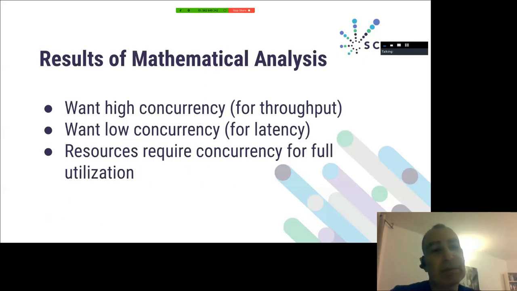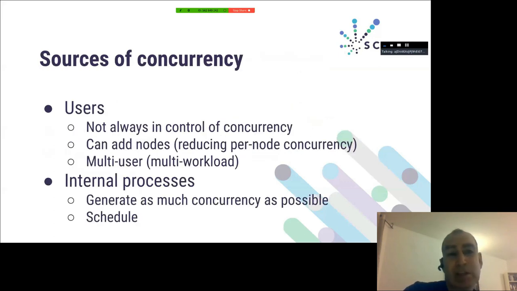So let's summarize. We want high concurrency. We also want low concurrency. And we also want to be able to supply, in order to fully utilize the system, some minimum amount of concurrency. So how do we solve this conflict? And the answer is scheduling, but that's actually not the right slide. So I'll wait with that.